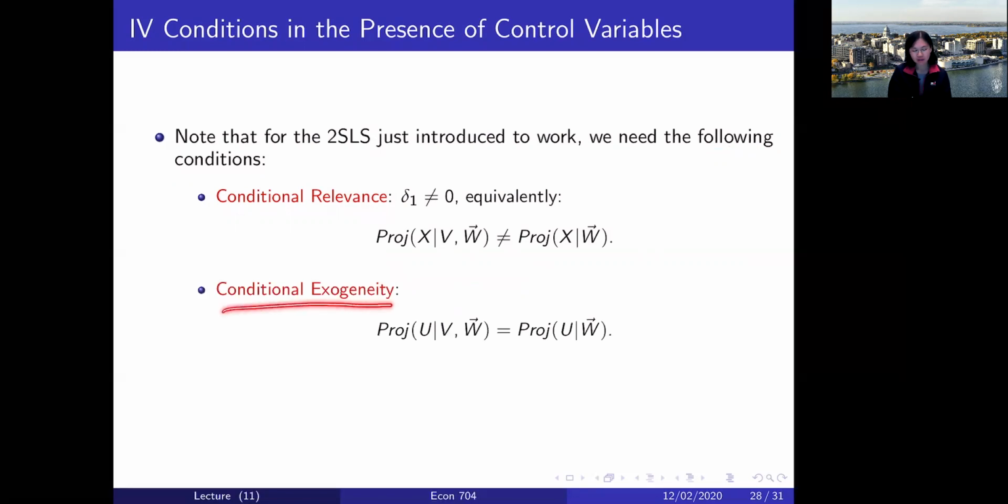And the second condition we require is conditional exogeneity. That is, the projection of U on V and W should not have a V in there. The V should not appear in this projection. All right, so these are the conditions.